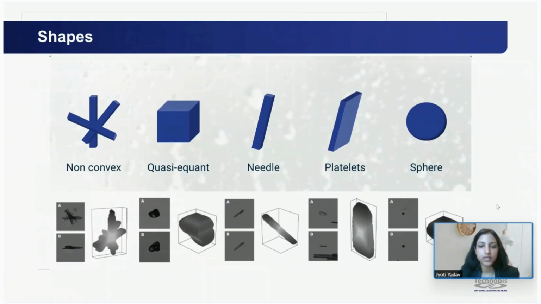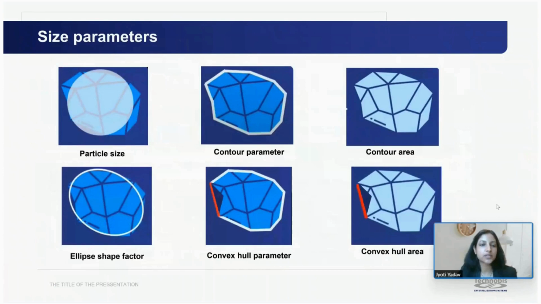Next, the size parameters that are characterized by the software are particle size, which is the equivalent sphere diameter, then contour parameter, which represents the perimeter of the actual crystal, then contour area, which represents the actual area of the crystals, then ellipse shape factor, which is the major axis over the minor axis, then convex hull parameter, which represents the outside of the crystals but including the extra area as represented by the red line. Then the convex hull area, the same area, including the extra area with this red line.